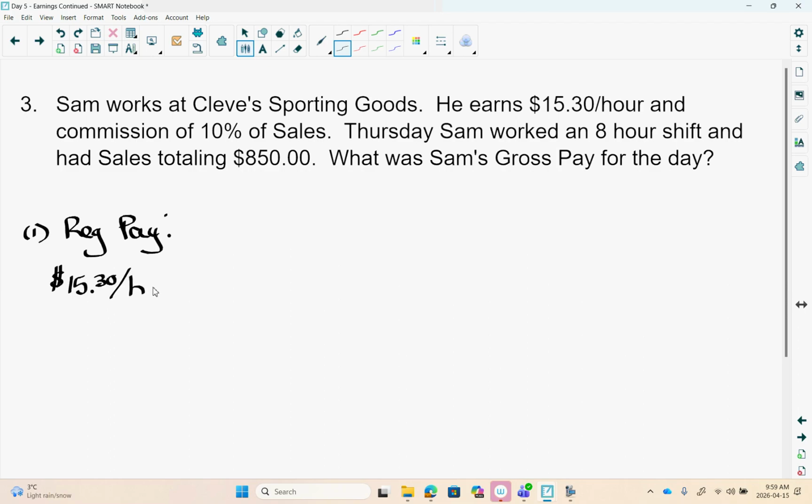$15.30 per hour. And I should multiply that by how many hours? How many hours does he work on Thursday? 8. So that'd be 80 and 40, 120, and 38. So that'd be 240. I should end up with $122.40 if the mental math game's tight.